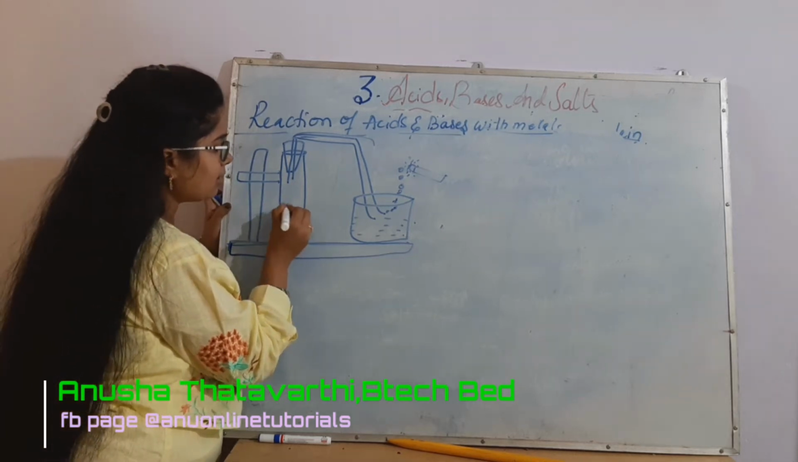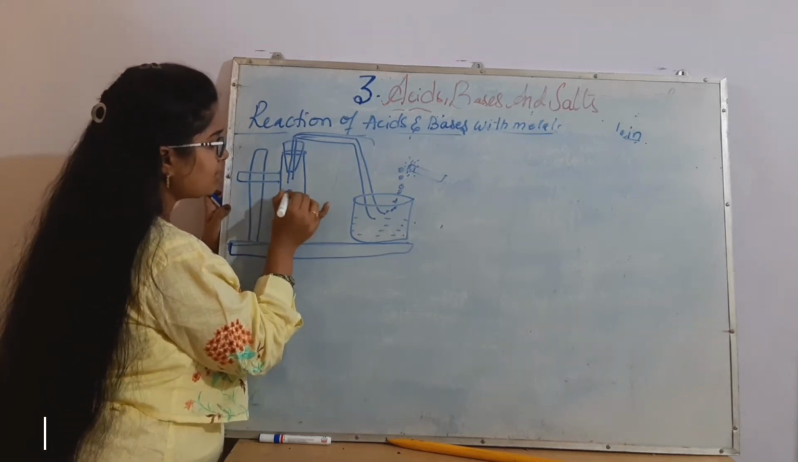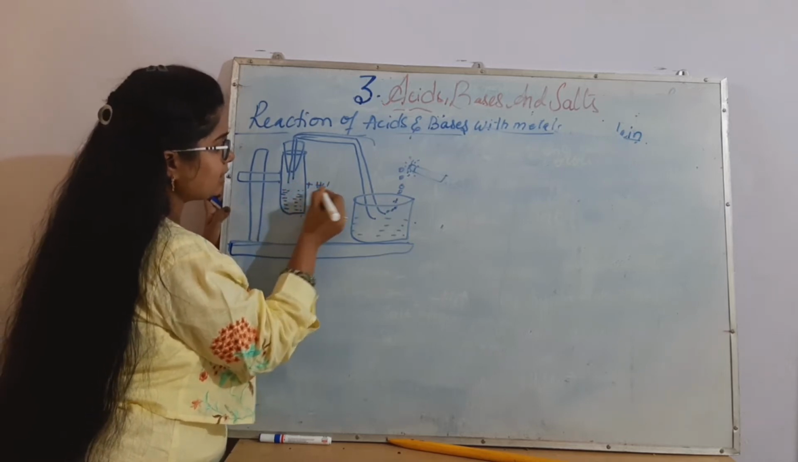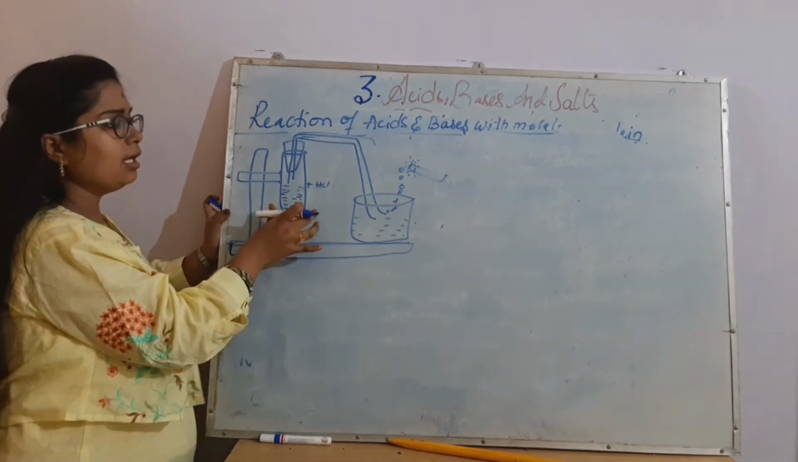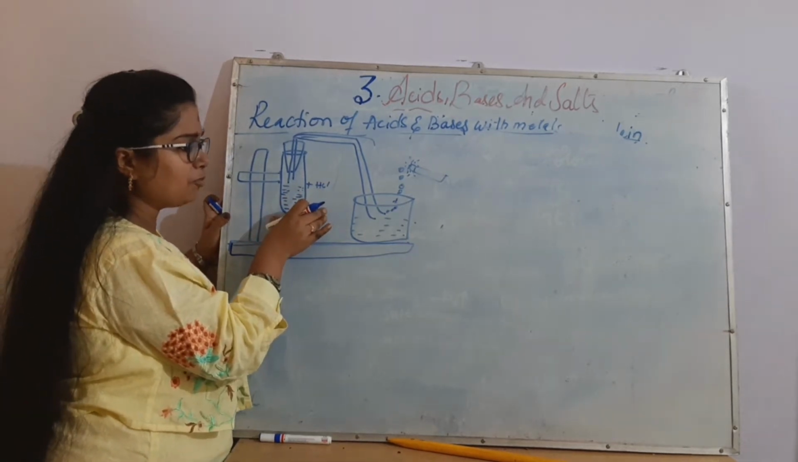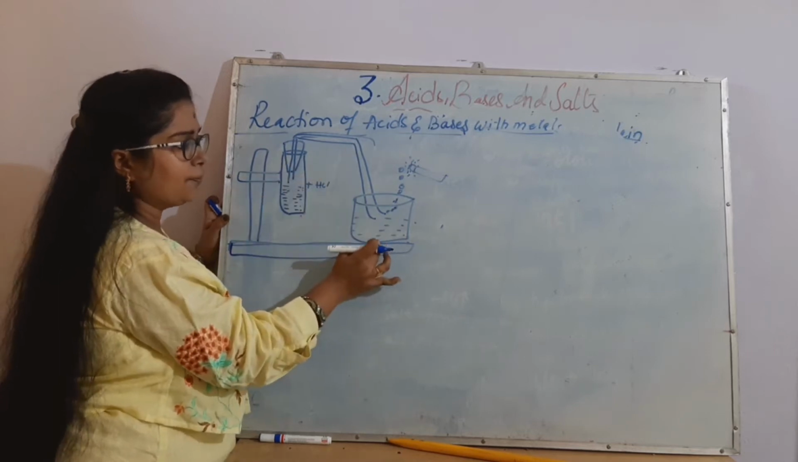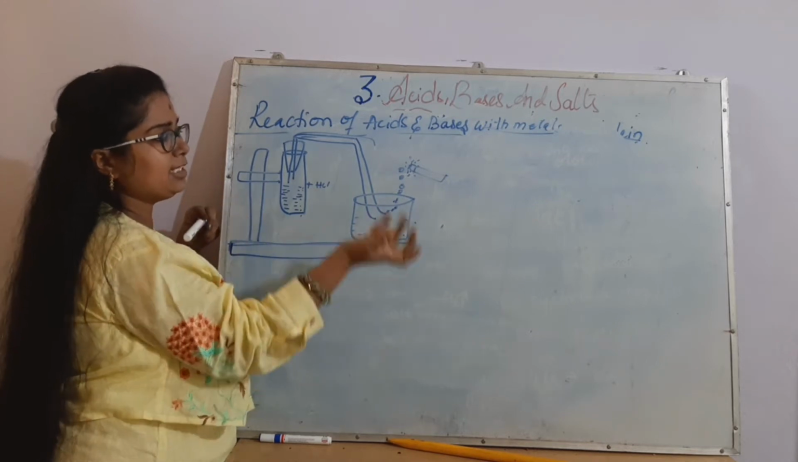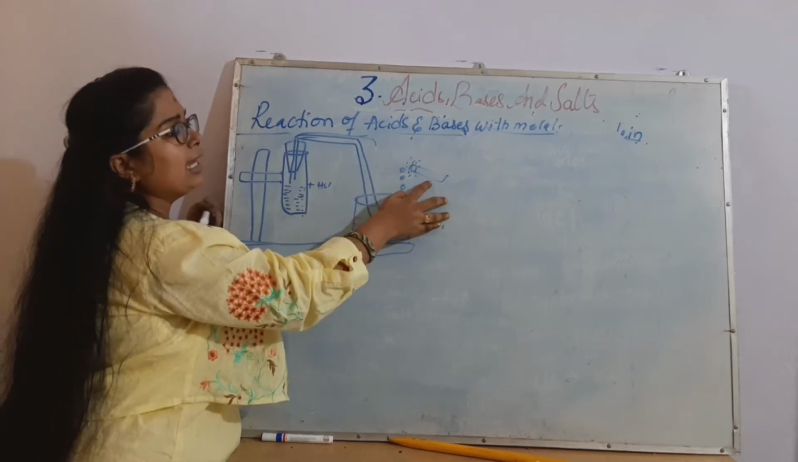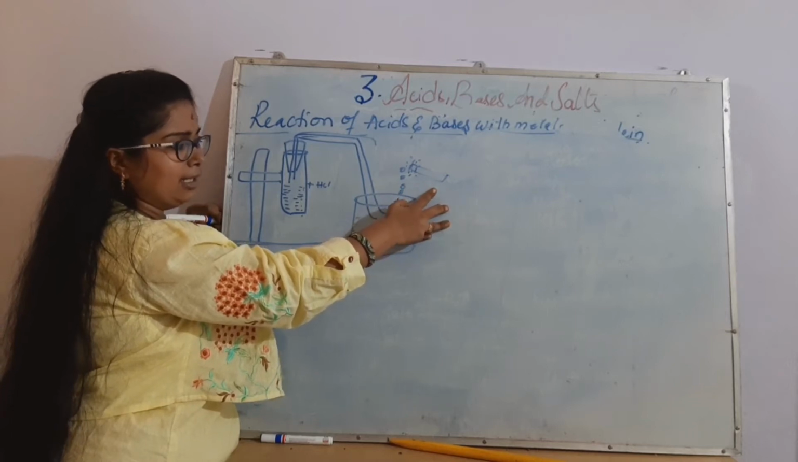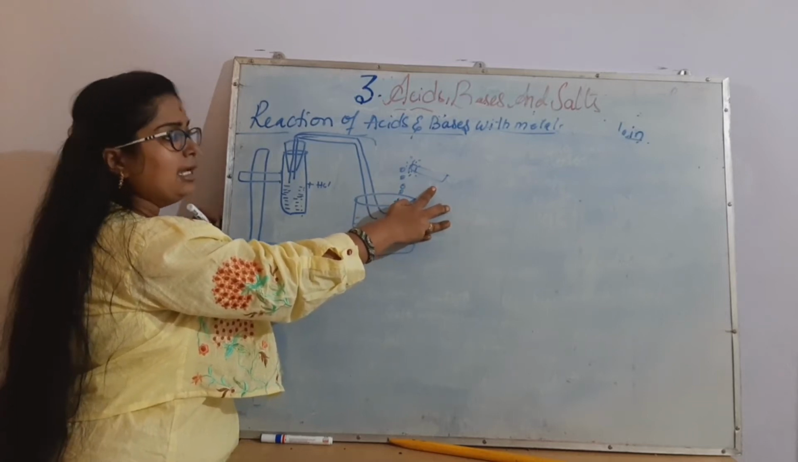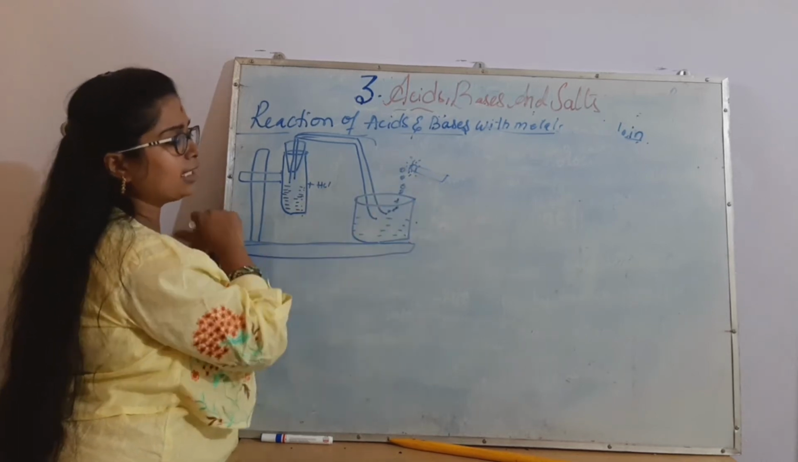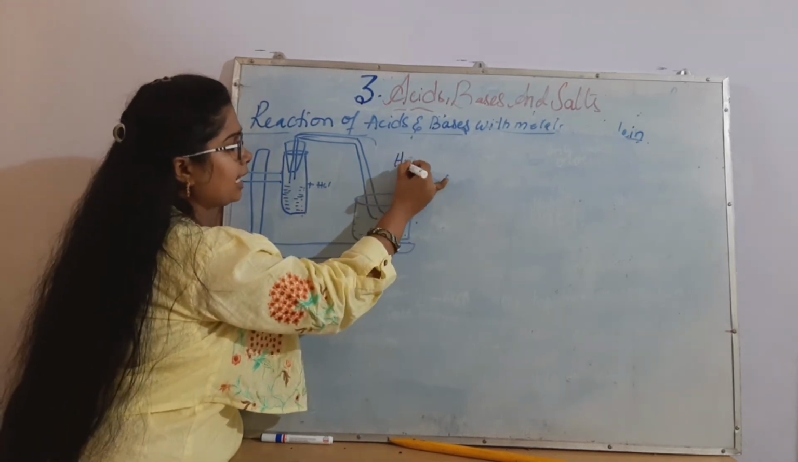Add zinc crystals in this, and add HCl to it. After the reaction, the gas which comes out from it, you send it through soap water. The hydrogen gas which is releasing will rise up, and when you put a lit candle, it will be put off with a pop sound. By that you can say that hydrogen gas, H2, is liberated.